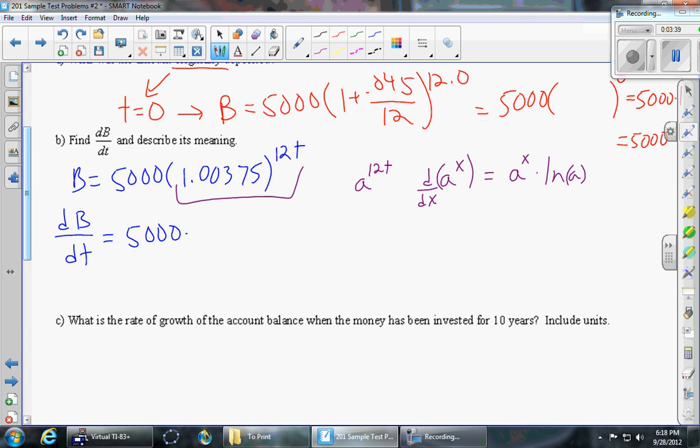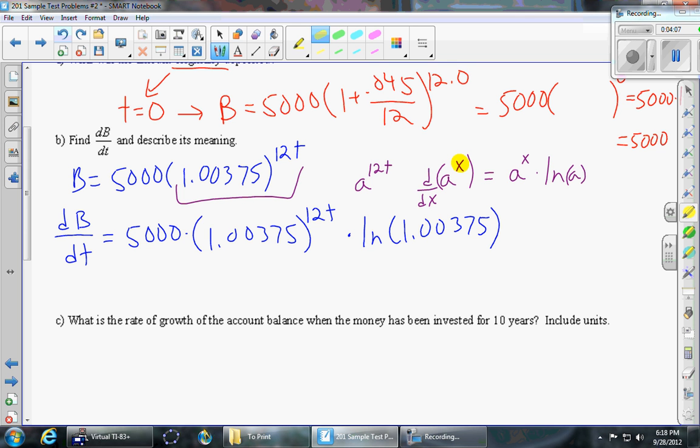So the derivative of this thing underlined in purple, 1.00375 to the 12t, that's like a to the x. So we copy it, a to the x, 1.00375 to the 12t, times ln of a. a is the number in the parentheses, so it's ln of 1.00375. And that would be the final answer, except this formula is only good if the power is simply the variable x. But our power is a little more complicated than just x. Our power is like 12 times x.